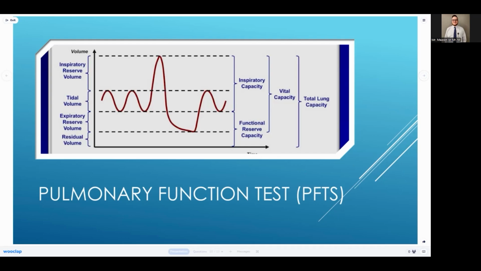So, lung diagnostic tests. The main test that a lot of people will talk about is the pulmonary function test, or shorthand PFTs. Pulmonary function tests basically use spirometry to determine lung volumes, and that tells us a lot about a person's overall lung function. PFTs are a big aid in diagnosing chronic respiratory disorders.